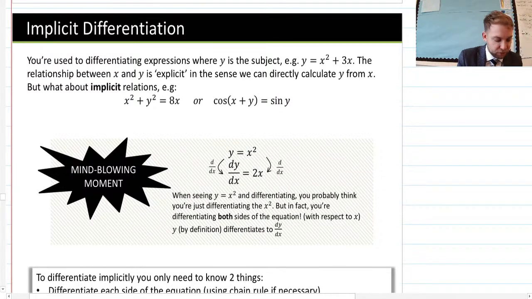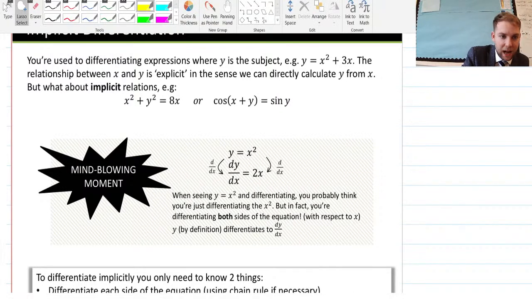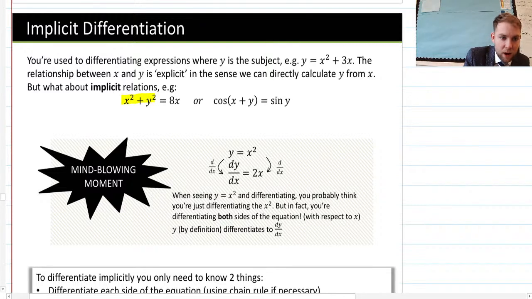Okay? So we can differentiate things which are in the format of x squared plus y squared is equal to 8x. We can actually differentiate that. Or we can differentiate this: cos of x plus y is equal to sine of y. So the way that we do this is we differentiate everything with respect to x.